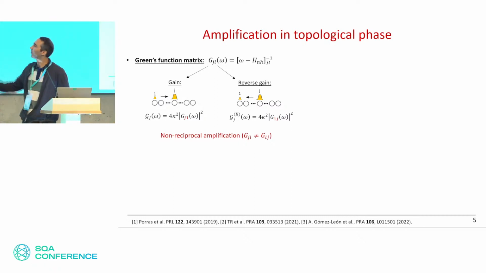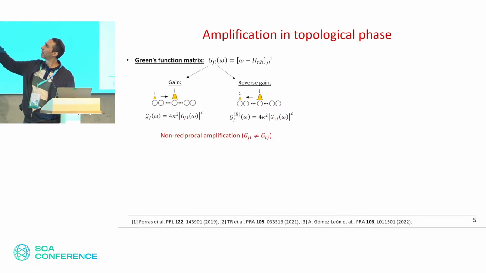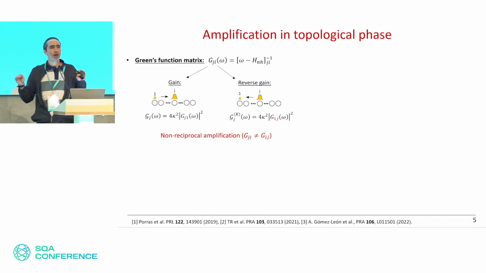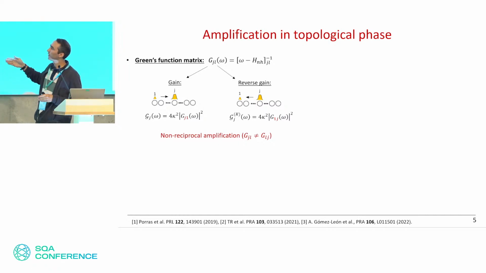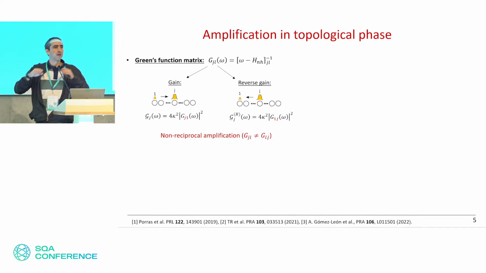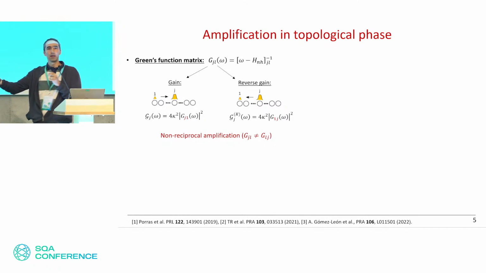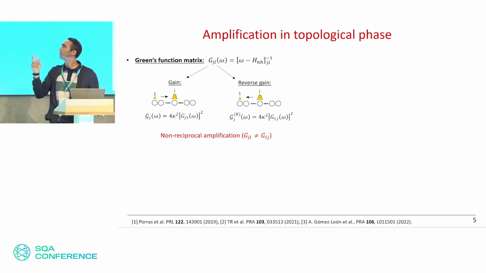Sorry. Okay, so the Green's function matrix is nothing more than just the inverse of the non-Hermitian matrix. And from this, we can define all properties of the amplifier, for instance, the gain of the amplifier or the reverse gain. So the gain, if I send a signal on the first site and I measure the signal at any other site j, as I show there, is just given by the modulus squared of this Green's function matrix. And if I want to get the gain of a signal propagated in the opposite direction, it's the same formula, but I just need to reverse the indices of the matrix.